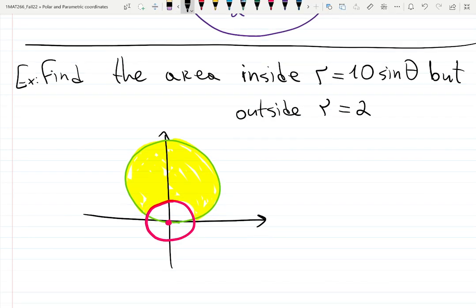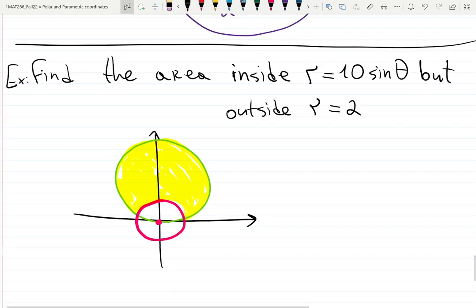So find the area inside r equals 10 sine theta, but outside r equals 2. Which one is which? The green one is r equals 10 sine theta. Not only is the radius bigger, that's because of the 10. 10 dictates how far r will go. But also it's shifted up. That is a circle that's standing on the floor.